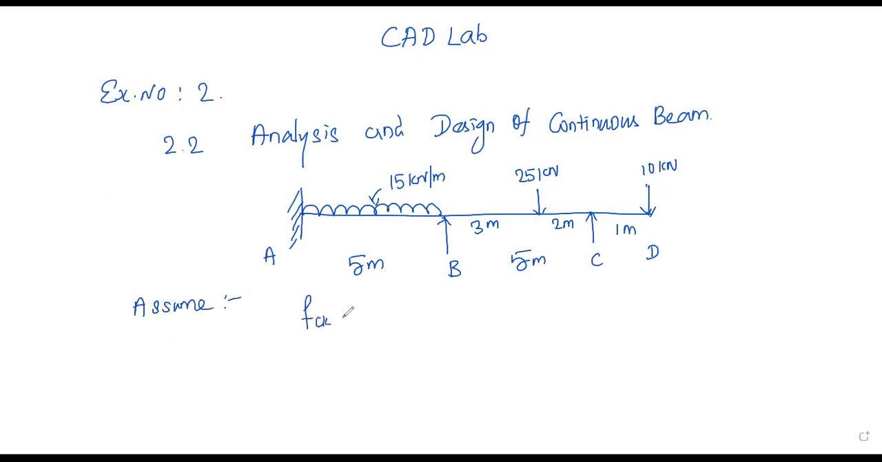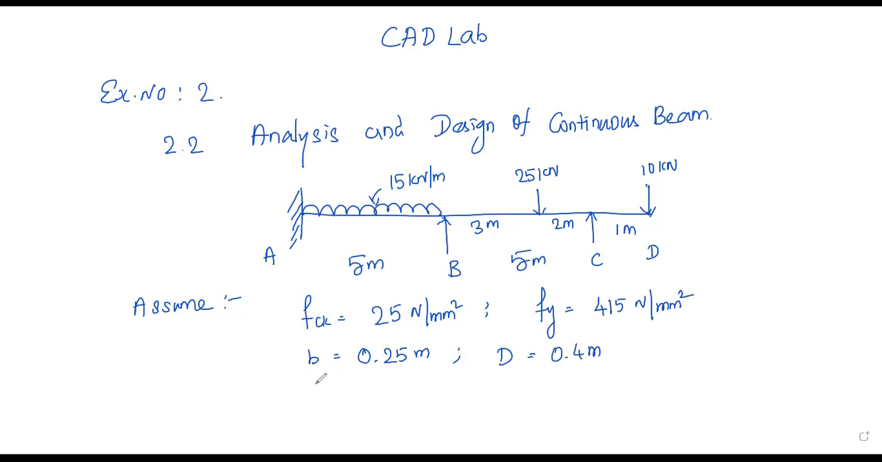First one is FCK, that is the compressive strength of concrete, as 25 Newton per mm squared, and the yield strength of steel as 415 Newton per mm squared. The breadth of the section we are going to assume as 0.25 meter, and the overall depth as 0.4 meter. Also the clear cover, D dash, we are going to take as 40 mm. So this is about our given data.